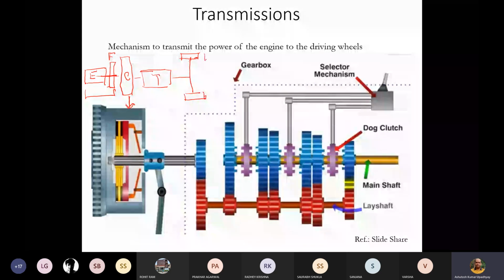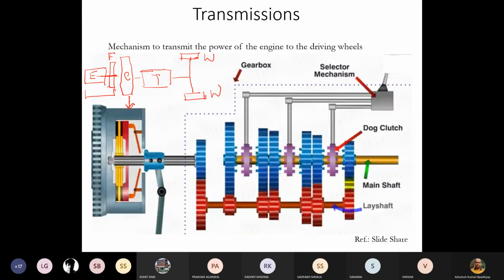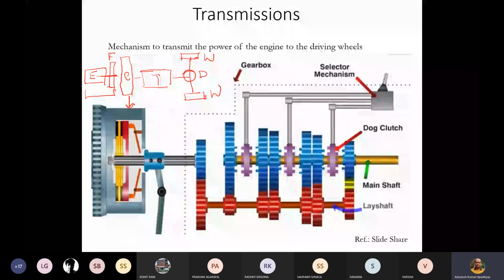So these are the wheels, and here we will have a system that is called a differential. The transmission system and this differential are heavily dependent on the gear systems, the gear sets, the concept which we have learned in previous classes. So this is a wide and great application of the gear system.